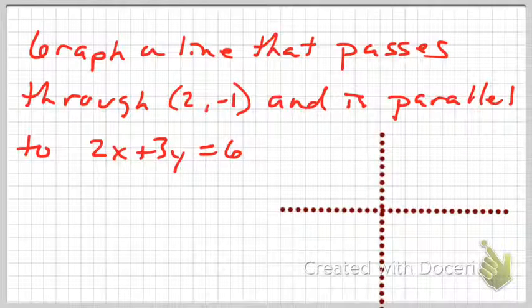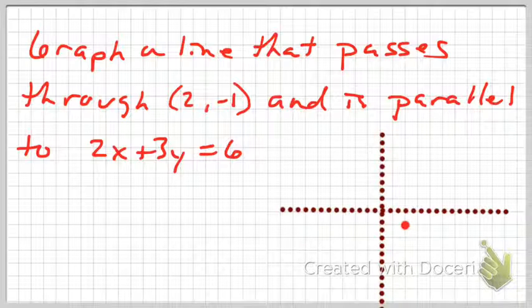Graph a line that passes through (2, -1) and is parallel to 2x plus 3y equals 6. I'll give you a couple minutes, and then I'll show you how to do it. We know that the line is going to go through (2, -1). So I can put a dot there. We should have got that far.